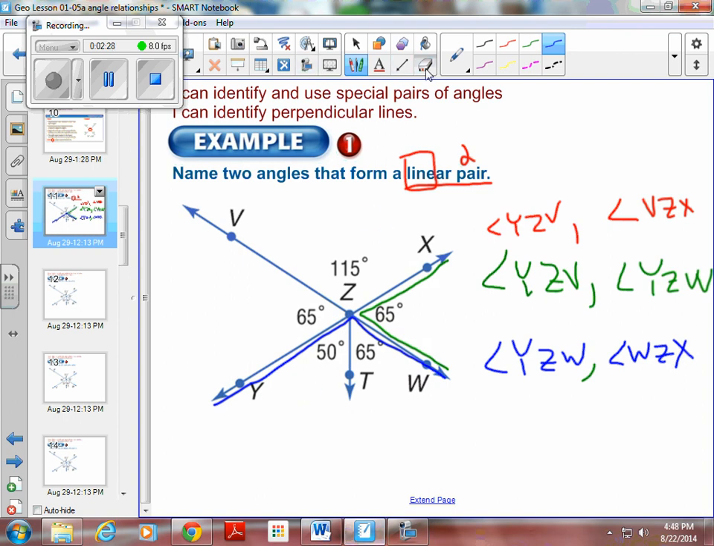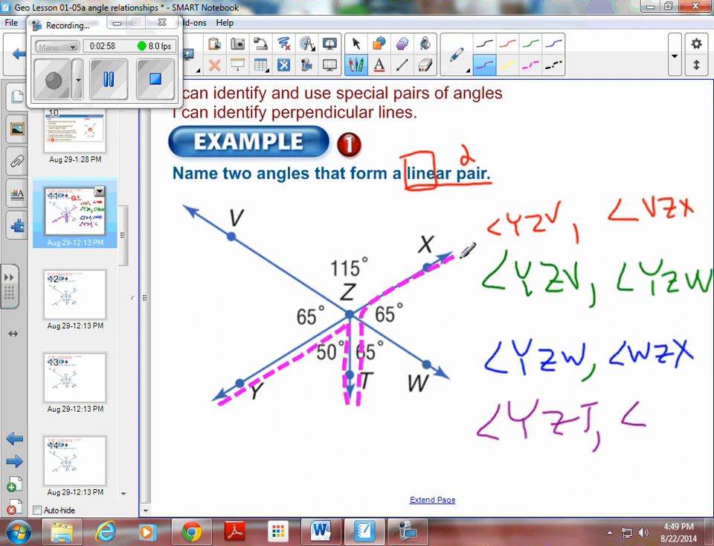I didn't have to go with that big angle though. I could have gone with a smaller angle. I could have gone Y to Z to T, so that is angle YZT. And that one, to form a line, would be this line YX, so that angle there is TZX. And there's more on here. That's just a lot of them. So a linear pair is two angles that are next to each other, where two of their sides are opposite rays that form a line.